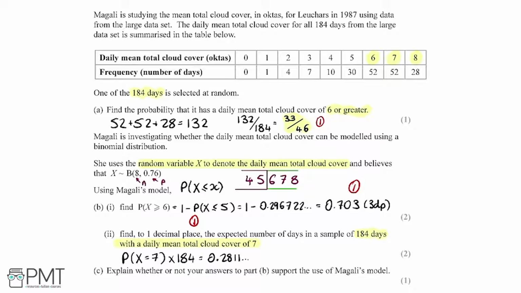And doing that, we're going to get out from the calculator 0.2811... And we're going to multiply that by 184, which equals 51.7385..., which equals 51.7 to 1 decimal place. So you get 1 mark here for realising that we need to multiply by 184. And we get a second mark here for the final answer of 51.7.